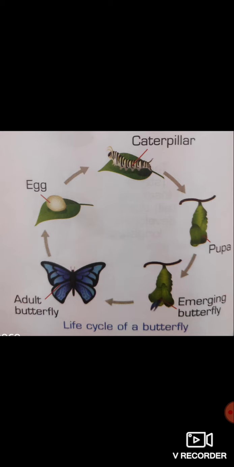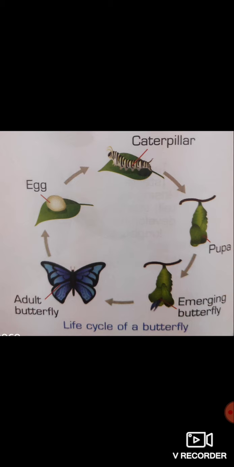After shedding its skin, the caterpillar makes a protective silky case around itself called the cocoon. Now it's time for the caterpillar to change into a pupa. You can see that in the third stage, and the name of that stage is pupa. In this stage the caterpillar begins to grow its wings.